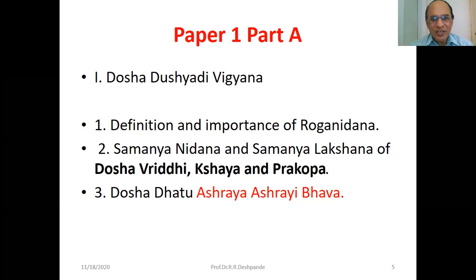Janito vyadhi. Definition and importance of Roganidan. Ayurveda always says, first examine the patient, make a differential diagnosis, come to the specific point and then treat it. Rogam adau parikshet. Will you please write it down? Yes. Rogam adau parikshet, tato anantaram aushadam. Diagnosis is first and then the treatment. Samanya Nidana and Samanya Lakshana of Dosha Vriddhi, Dosha Kshaya and Dosha Prakopa. You must know this: Samanya Nidana and Samanya Lakshana, the causes and the symptoms. Vata. Vatastu. What is that?